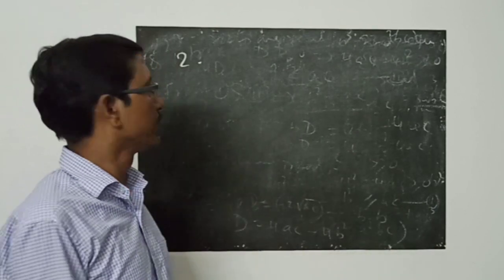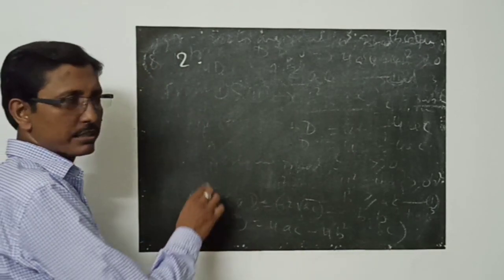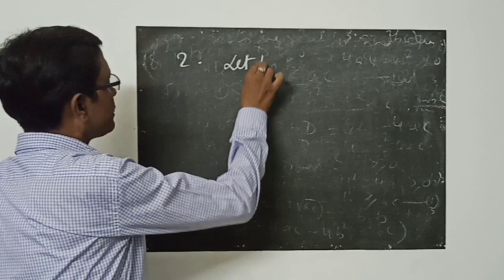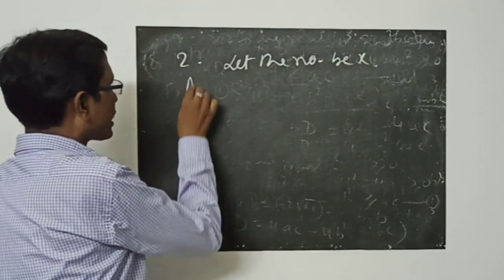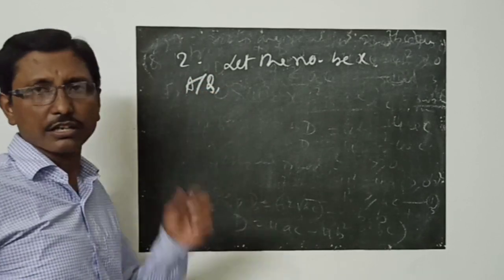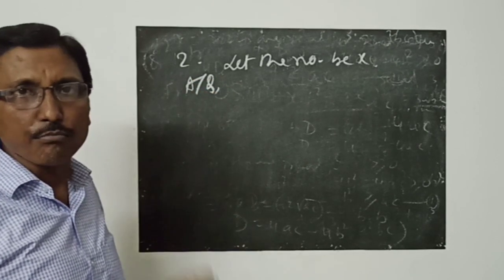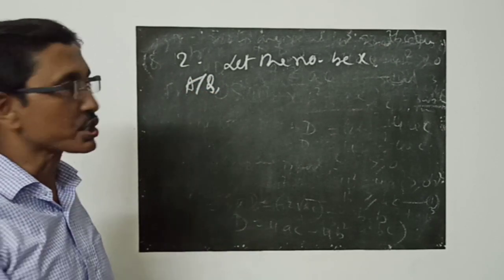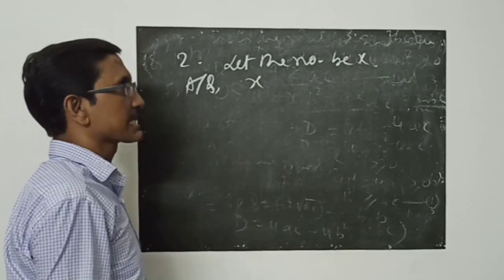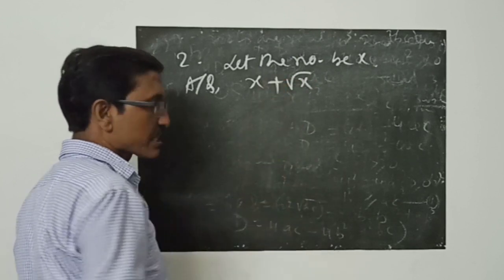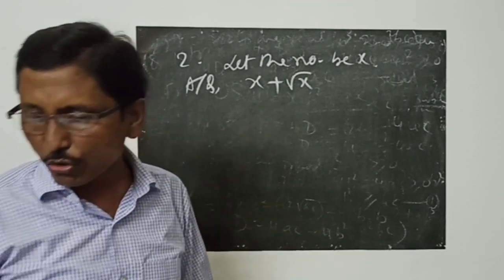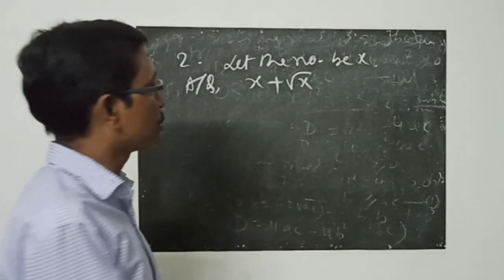So what we will do? First we will suppose the number. So let the number be x. So directly we can write according to the question: the number and its positive square root sum. If the number is x, then its positive square root will be root x. Their sum, means plus, is equal to 132, given to you.